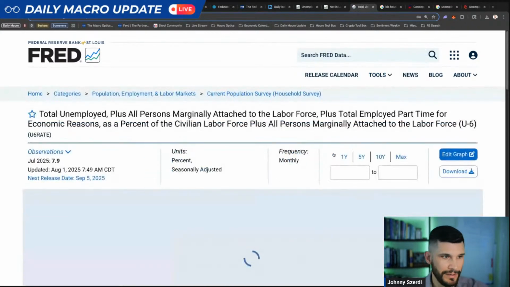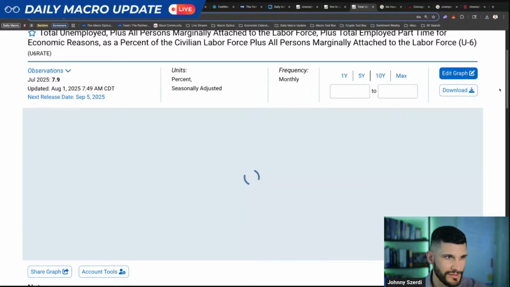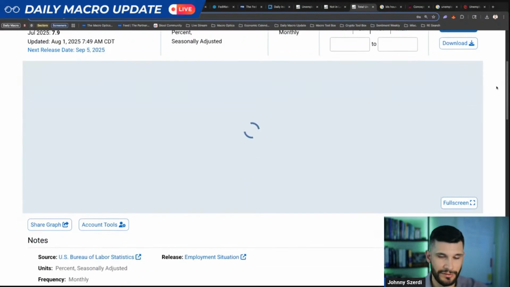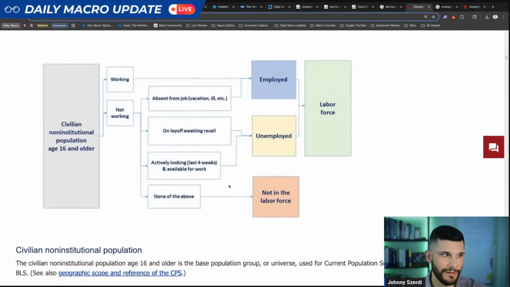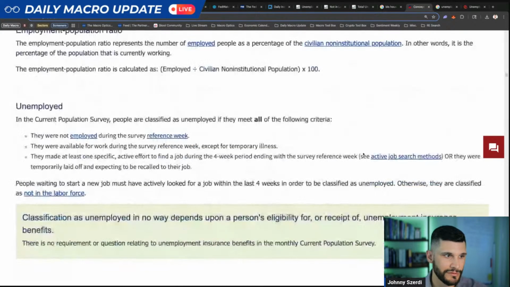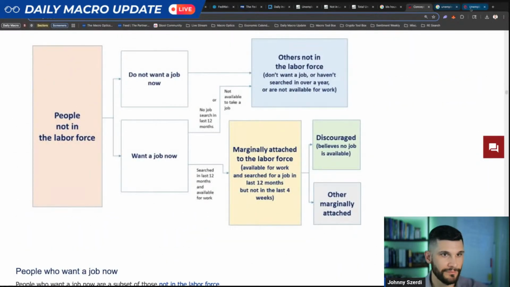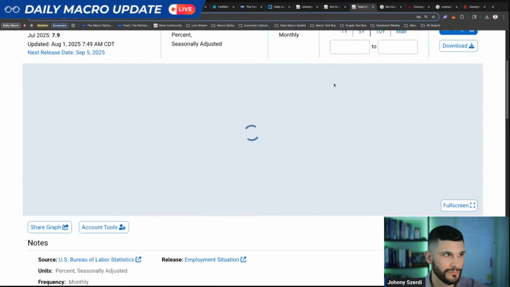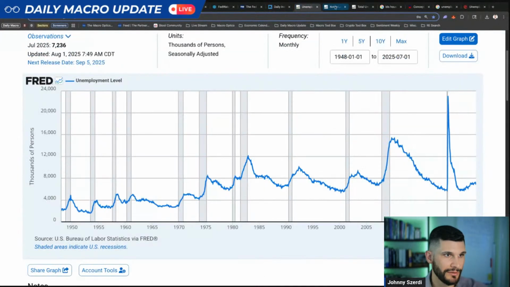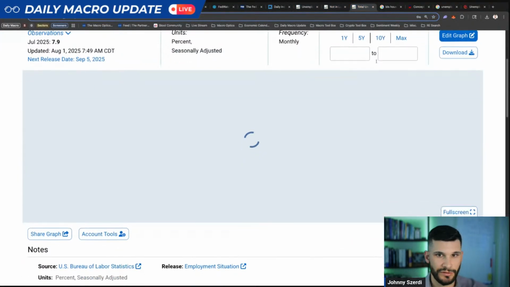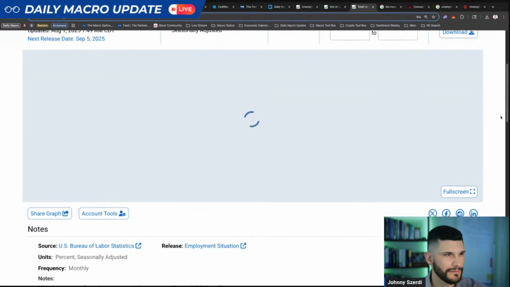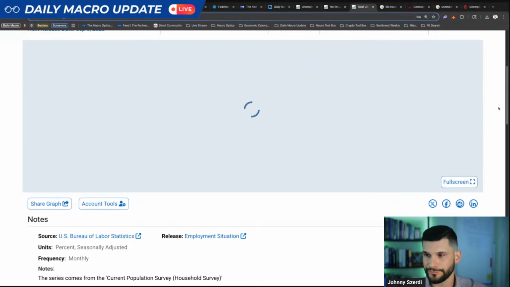This is the one that I personally like to look at as well, because it does include some of the people who are marginally attached to the labor force, right? So it includes some of those people who are in this bucket here, not in the labor force. So the U6 includes these people here. But FRED is still not wanting to work. We'll let this load as we talk here. I agree.